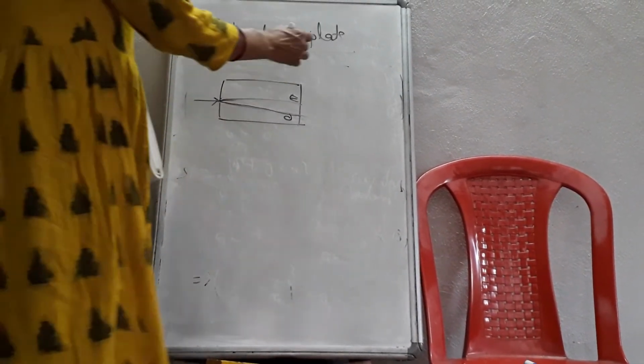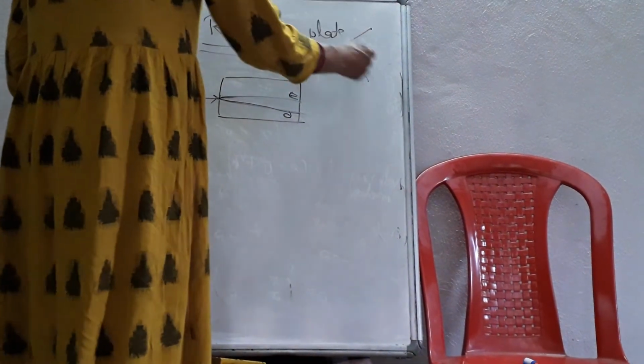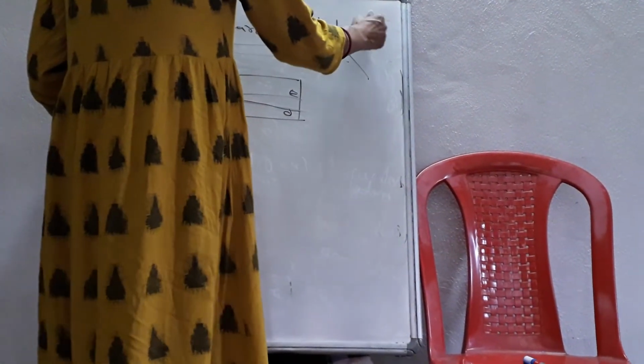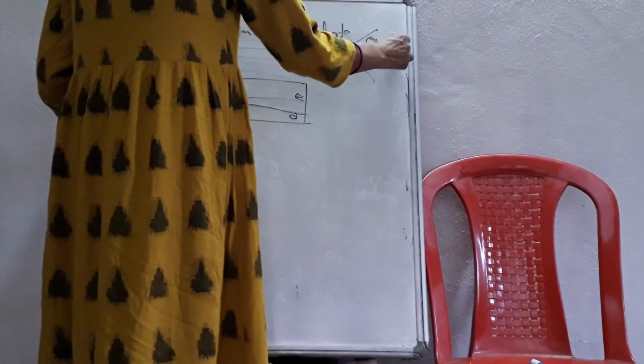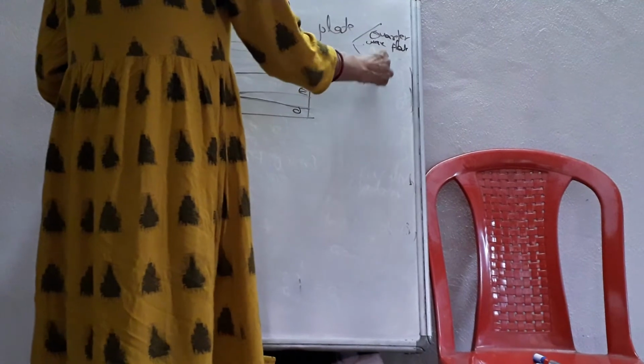So retarding plates are basically of two types. One is called a quarter wave plate, and the other is a half wave plate.